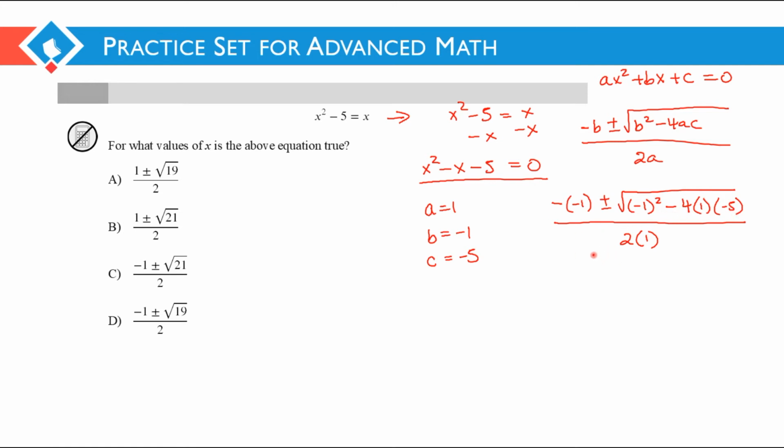And now it's very easy for me to solve this, and I do this step by step, right? So this right here is going to be negative 1, which is positive 1, plus or minus the square root. Right here, negative 1 squared is equal to 1. And then this right here, negative 4 times 1 times negative 5 is equal to positive 20, because we have two negative signs here. So plus 20, all over 2 times 1, which is equal to 2. And this will simplify as 1 plus or minus the square root of 21 over 2.